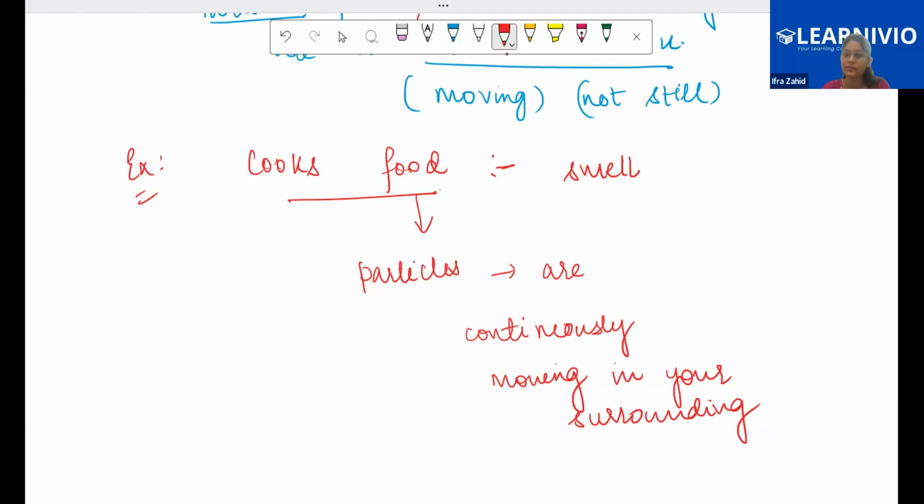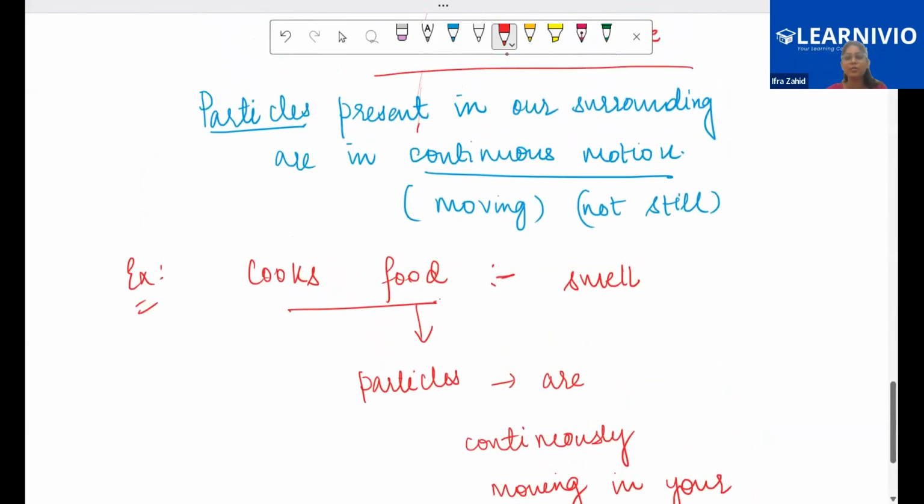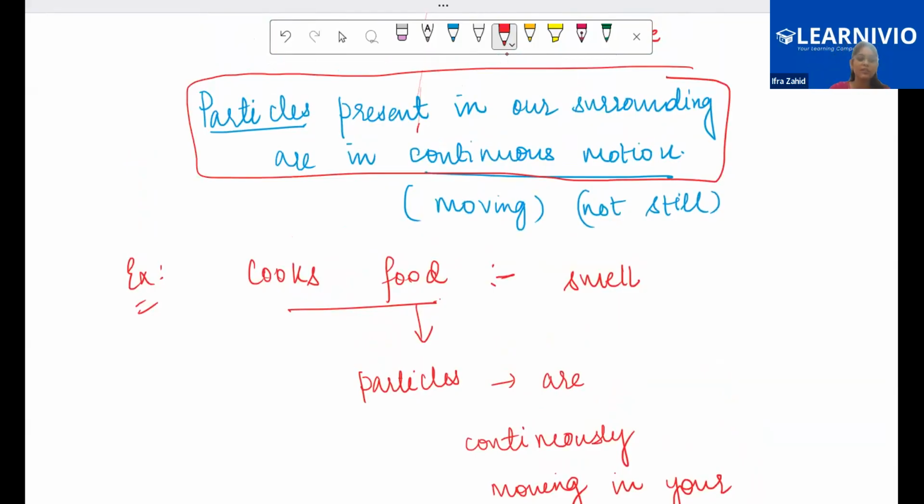Correct? Yes, ma'am. Okay. You want to ask something? No, ma'am. Okay. So if any question comes that how will you explain this phenomena that particles present in our surroundings are in a continuous motion, how will you explain this? So you can give this example that when the food is being cooked, the particles are in a continuous motion, and due to that motion of particles we can smell the food. Okay, ma'am.